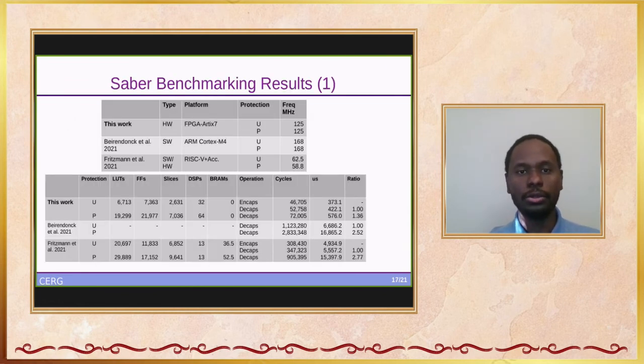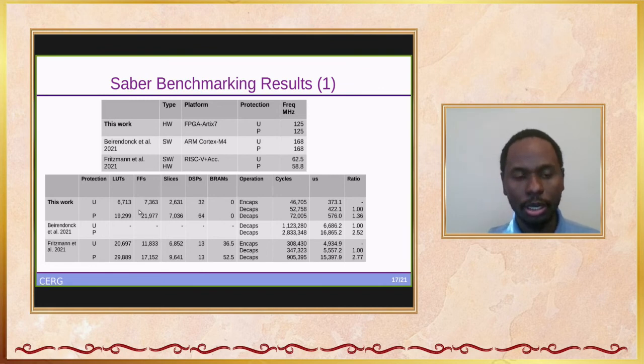So here is a comparison of our work with previous works. There are two implementations of masked Saber, one running on ARM Cortex-M4, and one with accelerators on a RISC-V implementation.